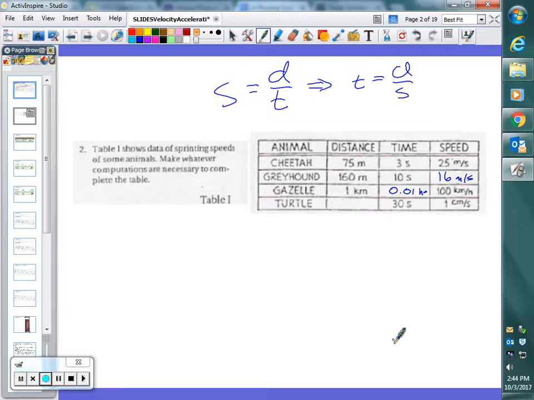And then finally, for the turtle, they gave us a time and a speed. We could also rearrange this equation to look like this. Yes? S times t is equal to d, right? And if you do that, you end up with 30 seconds. Good? Yeah? Okay. That's pretty boring. That's pretty simple. Nothing changes.